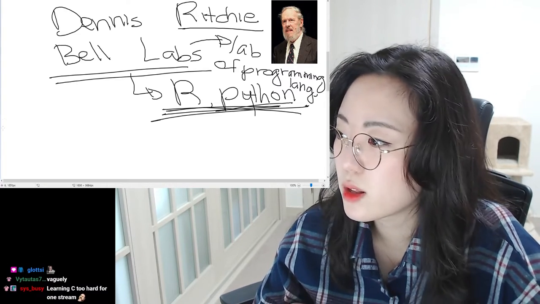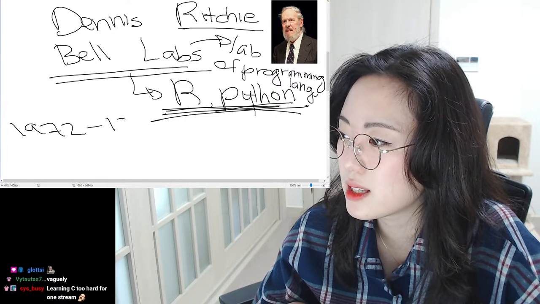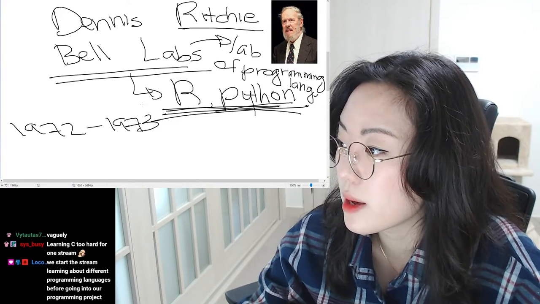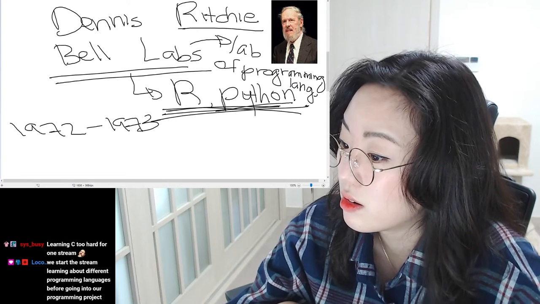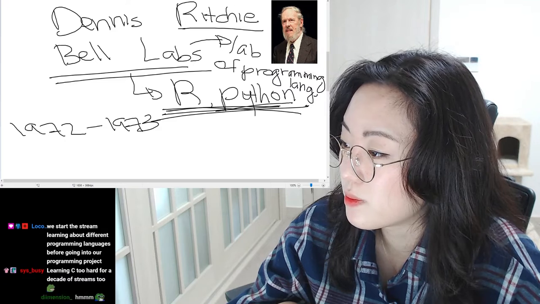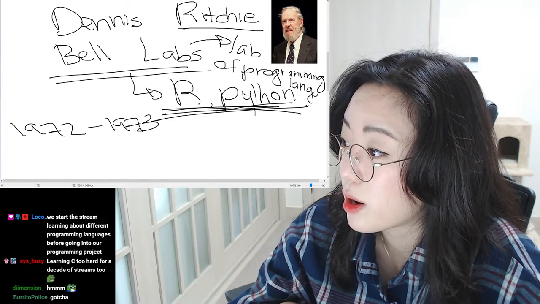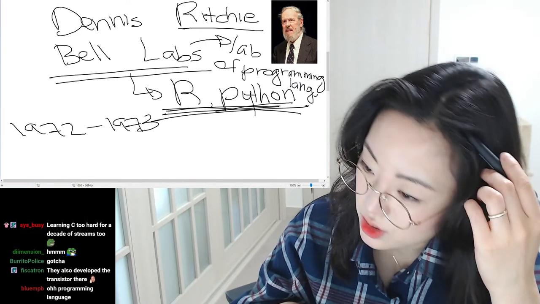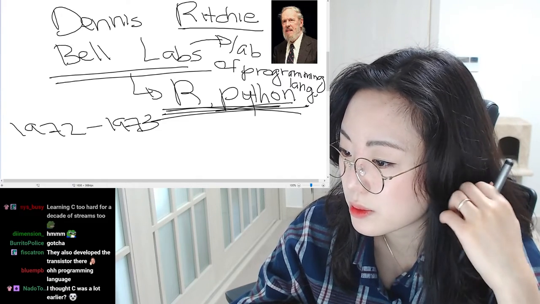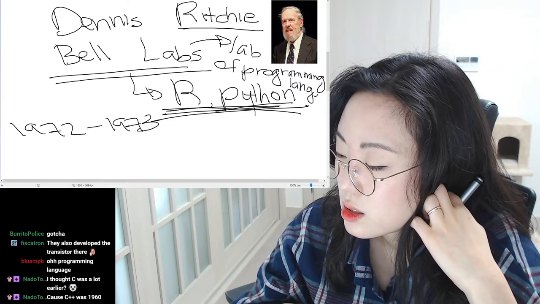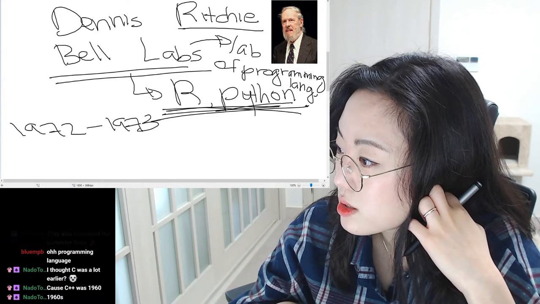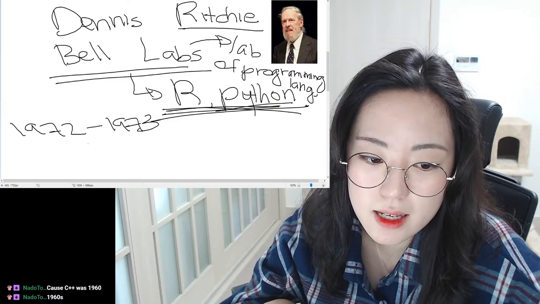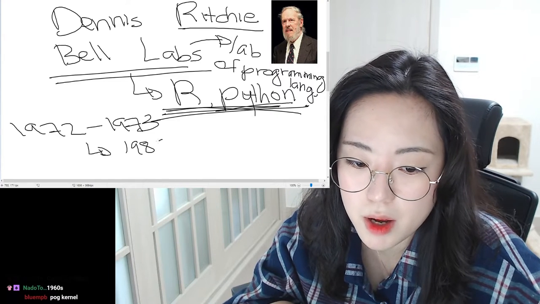So this language was developed in 1972 to 1973 to construct utilities running on Unix. It was applied to re-implementing the kernel of the Unix operating system. During the 1980s, C gradually gained popularity. They also developed transistors there. Oh, really? Nice. Oh, thanks, Local, for explaining. No, it says 1972 to 1973. So in 1980s, it gained popularity.